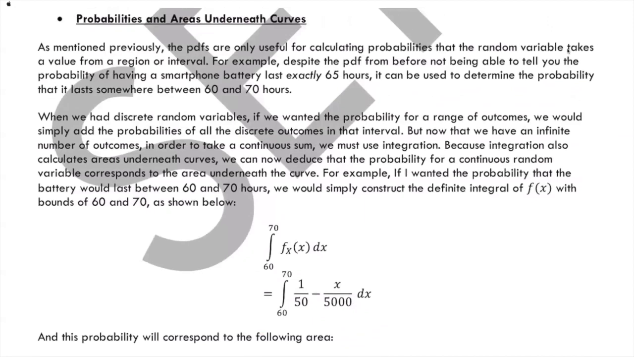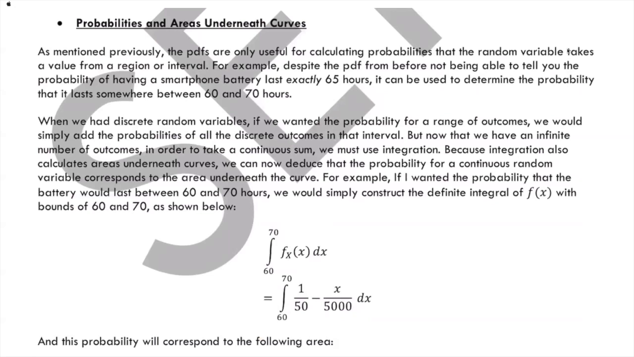So probabilities and areas underneath curves. That's kind of what I was talking about. All right. The PDFs are only useful for calculating probabilities if the random variable takes a value from a region or an interval. For example, even though the PDF can't tell you the probability that the smartphone's battery lasts exactly 65 hours, it can be used to determine the probability that it lasts somewhere between 60 and 70 hours. When we had discrete random variables, if we wanted the probability of a range of outcomes, we would simply add the probabilities of all the discrete options, okay? But now that we have an infinite number of outcomes, what's the infinite version of a sum?